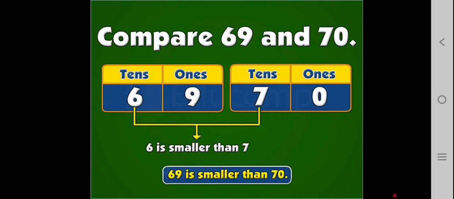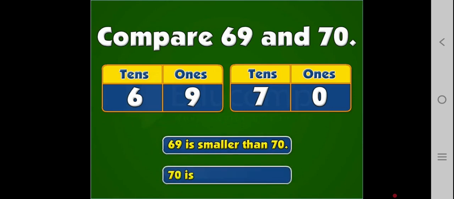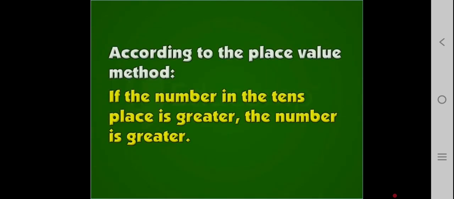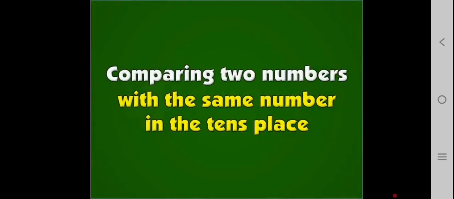Remember, when we started out, we already knew that 69 is smaller than 70. Using this new method, we come to the same conclusion. 69 is smaller than 70. Therefore, 70 is also greater than 69. According to the place value method, if the number in the tens place is greater, the number is greater. Next, we'll see what happens when the number in the tens place of both numbers are the same.